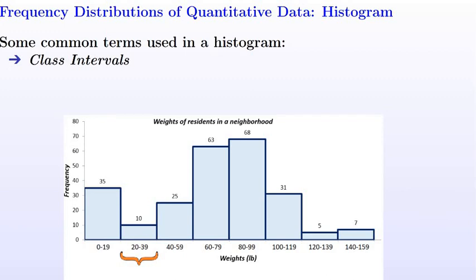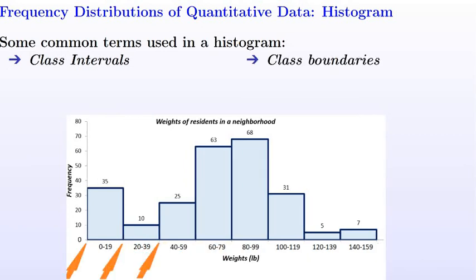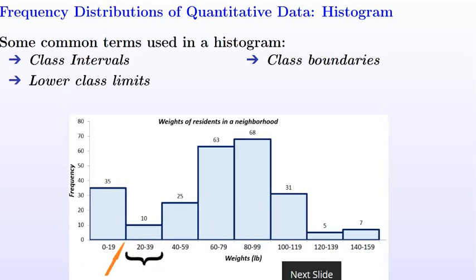Here I am going to talk about some common terms used in a histogram. Class intervals. So these are class intervals. Class boundaries. So these are class boundaries. Lower class limits.